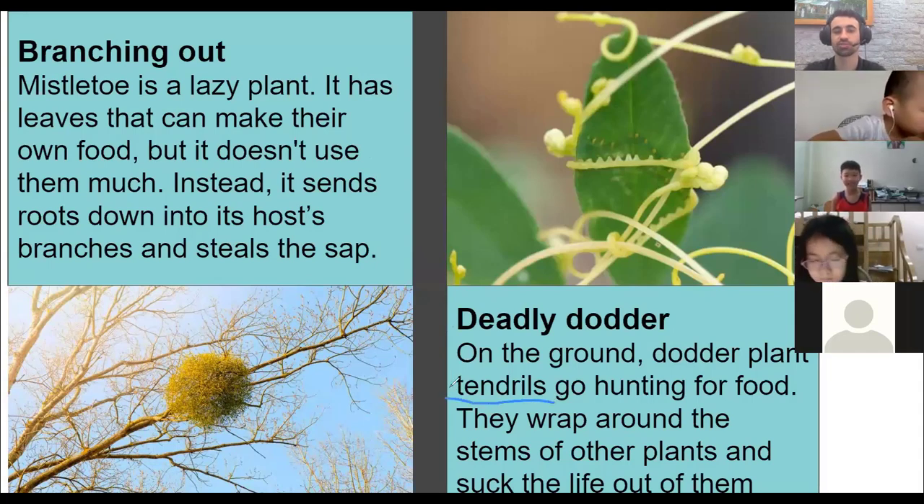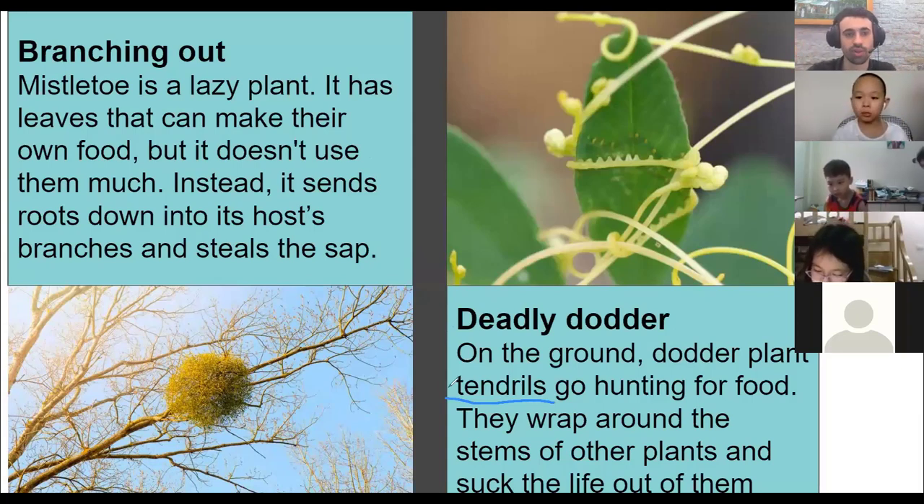Tendrils. Can anyone figure out what it means from something else they know? Raise your hand if you know what that word means. David raised his hand. So tendril means when the other plants steal the other plant's nutrients. Yeah, so what in this picture looks like tendrils to you? What do you think the tendrils are?